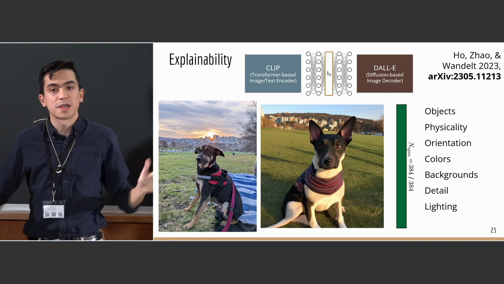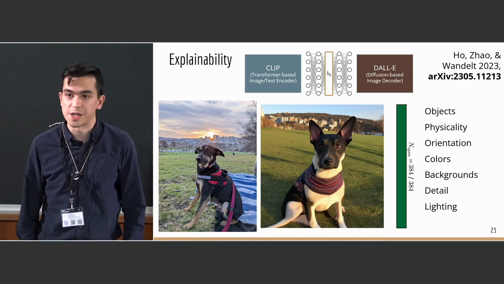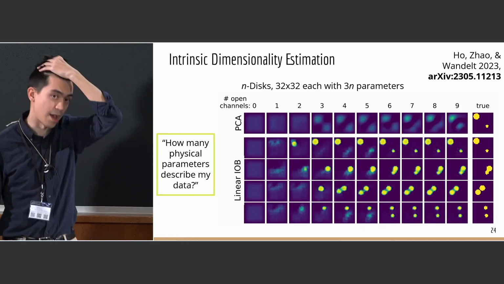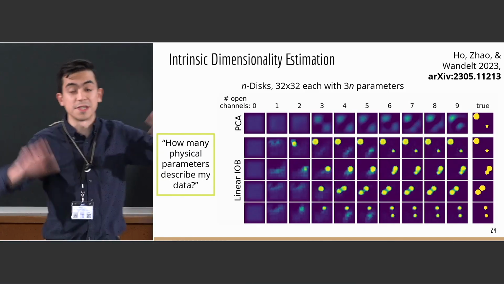So that was a qualitative example of how you can decompose the information in a pre-trained network. Okay, that's not the only application that we have. Now let's consider a synthetic example.